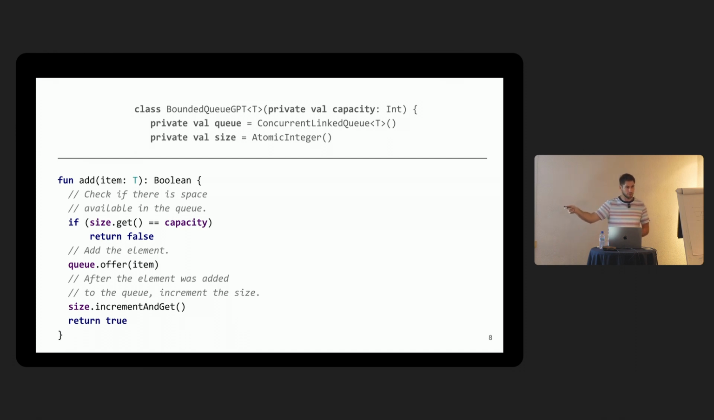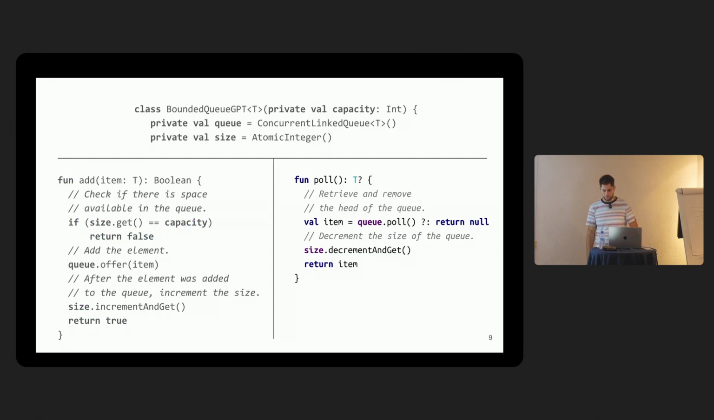This is the exact code from ChatGPT, including the comments, actually. So to add a new element, we first check whether the number of elements is already equal to the capacity of the queue, and if so, we say, no, we can't add a new element, and we return false, right? Otherwise, the queue is not full. We add this element to the underlying queue, and then we increment the size and finish successfully. And the poll operation checks whether the queue is empty or not. If the queue is not empty, it extracts the first element and decreases the size.